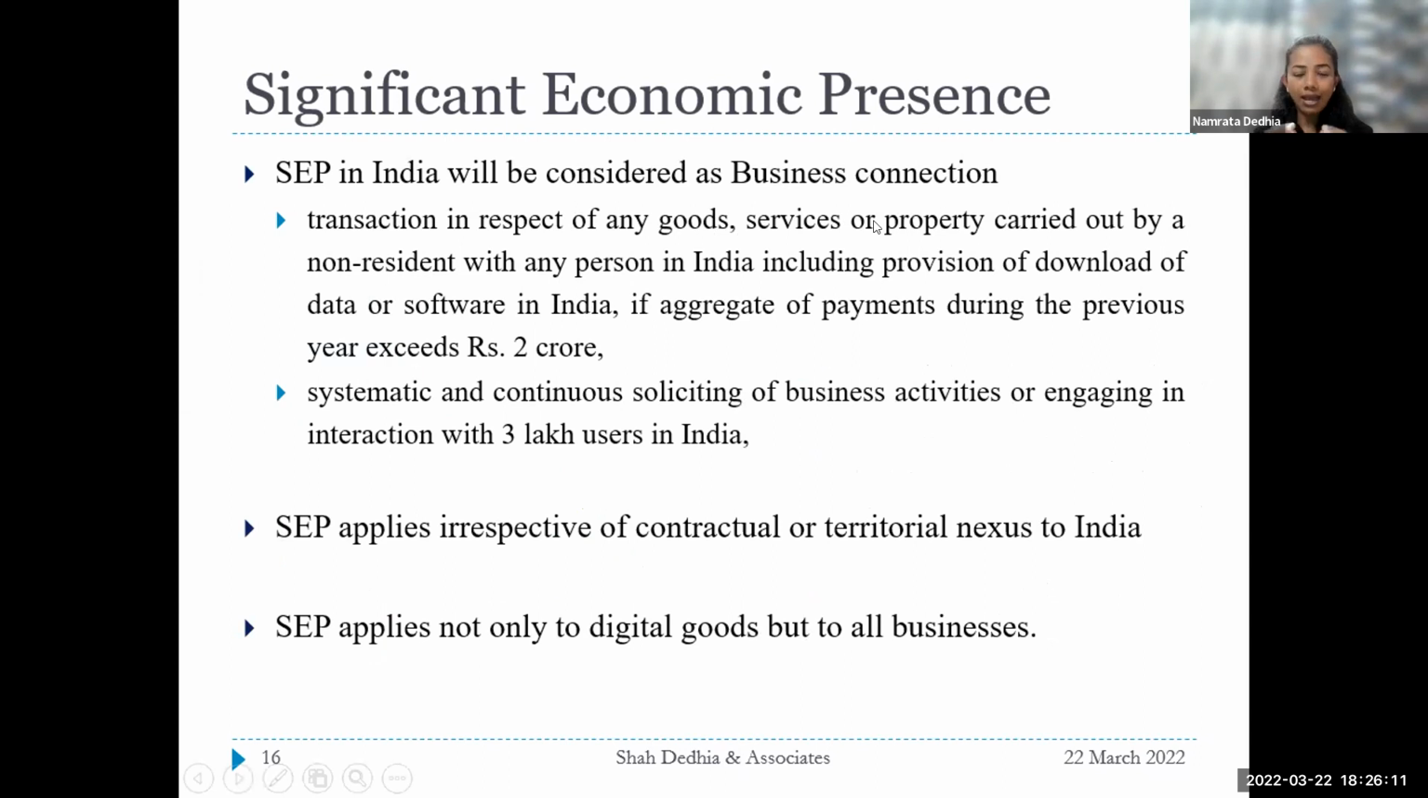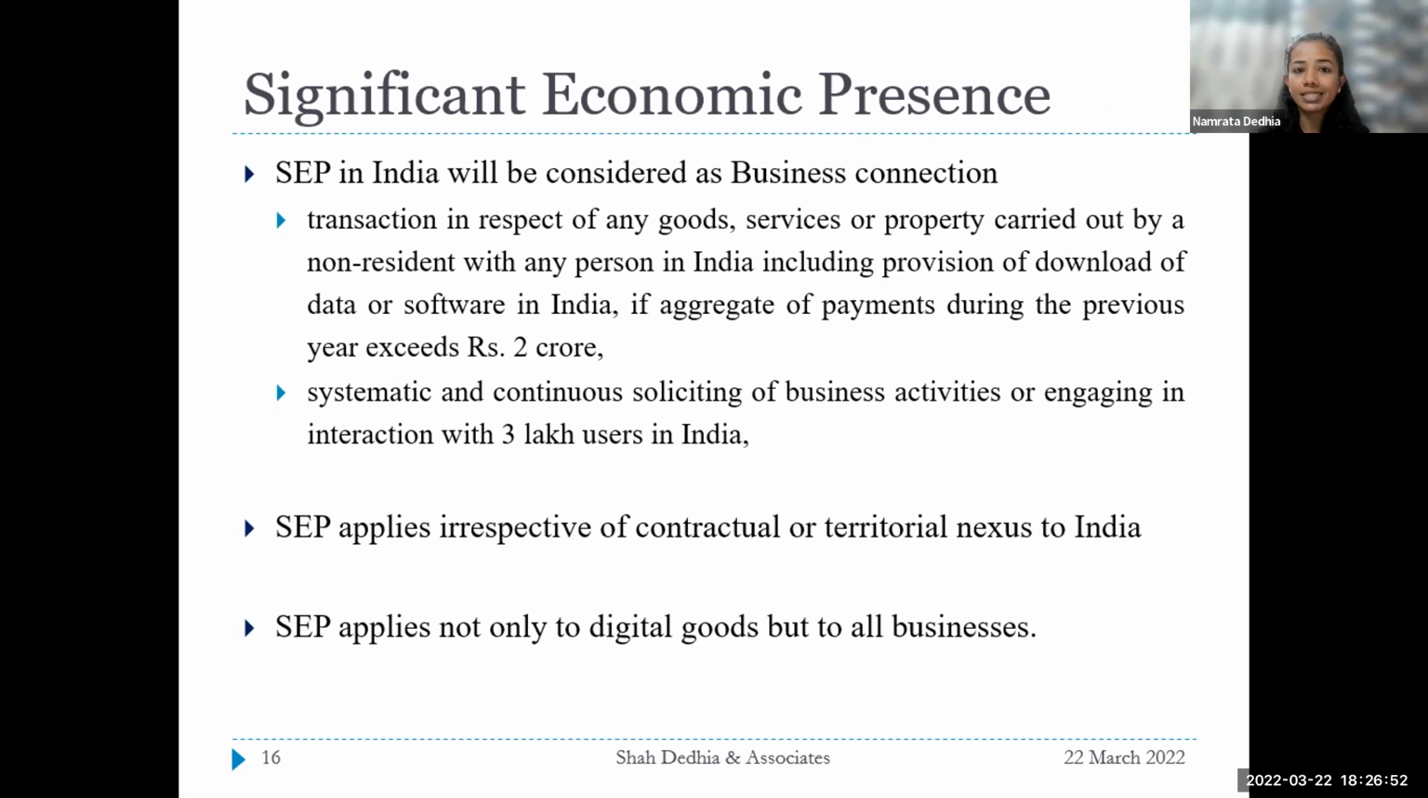Okay, I would like to spend a few minutes here on the concept of significant economic presence, which is the amendment to the concept of a business connection, or an addition to the concept of business connection, introduced last year. So significant economic presence is something which, as the law stands today, as it is worded right now, could have a very, very wide implication when it comes to business connection. A significant economic presence in India is defined in two parts.